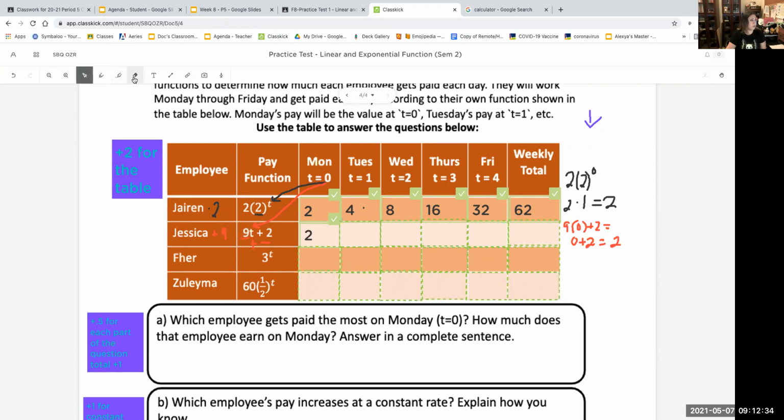So from here, figure that out. 9 plus 11. But 9 plus 11, I gave you the answer. 9 plus 2 is 11. 11 plus 9, 20. 20 plus 9, 29. And 29 plus 9 is 38.